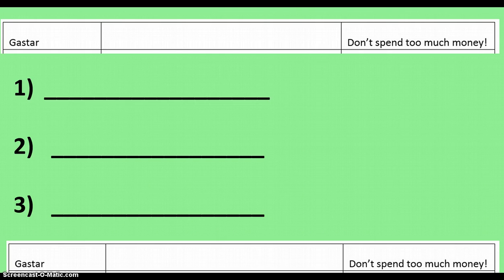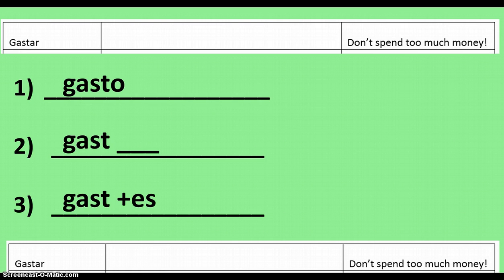Let's do an example with the verb gastar. We want to tell someone not to spend too much money. Let's go through our steps first. Gasto, I went to my yo form, took off my o, step 2, and in step 3, I'm going to add on es, since gastar is an AR verb. Gastes. So, to tell someone don't spend too much money, I would say, no gastes demasiado dinero.